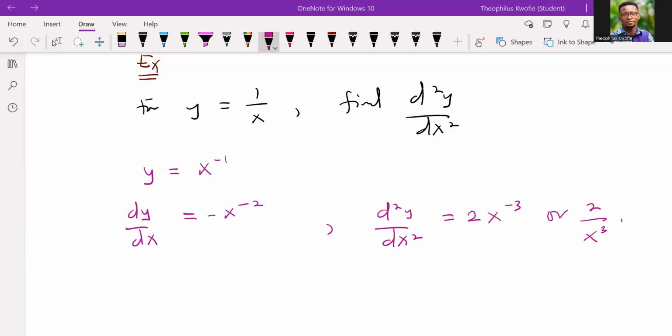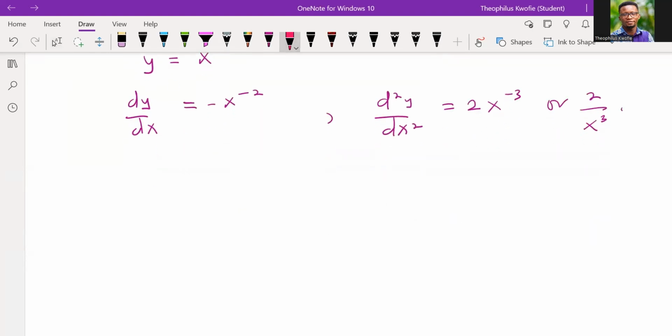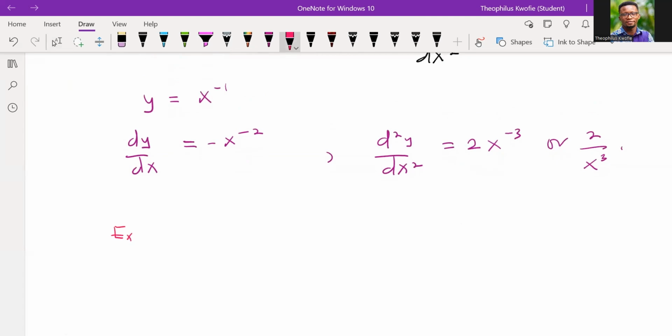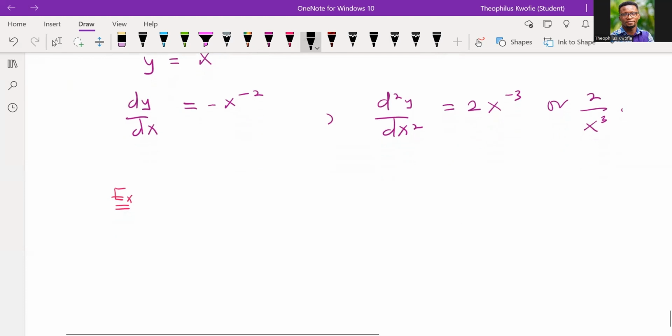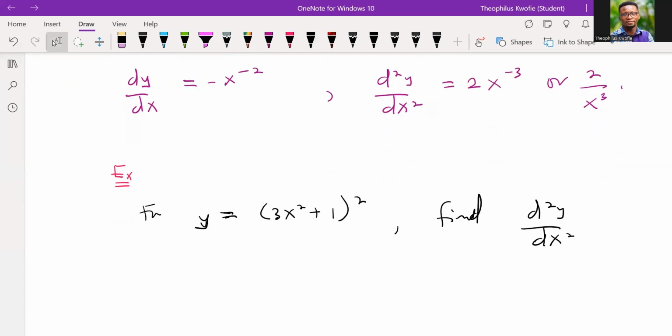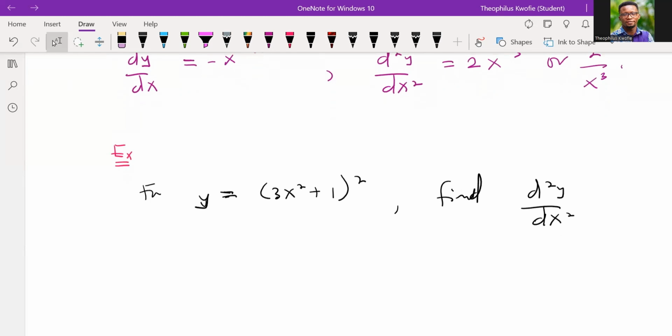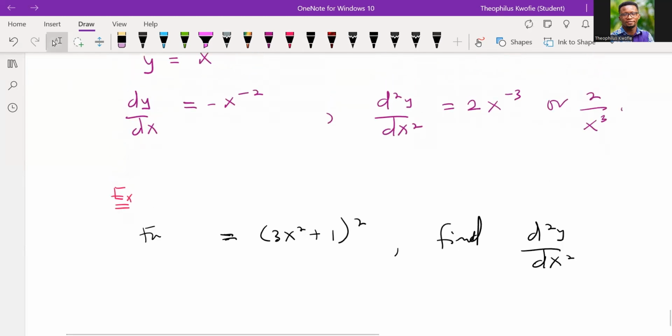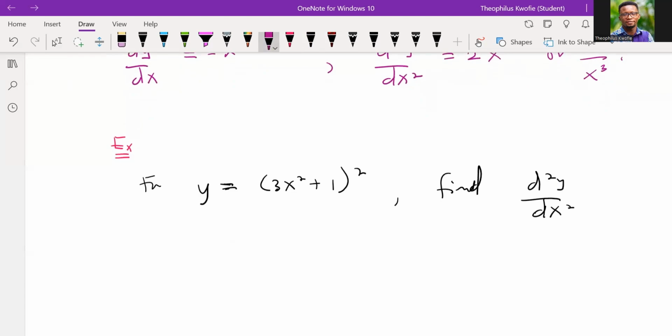What if now let's look at a situation where maybe I give you something challenging. Like what if I give you something as this? Let's see whether we can look at it from a different angle. What if I ask for y equal to 3x squared plus 1, all to the power 2, and I ask you to find the second derivative. Find the second derivative. What do you do in a question like this? How do we solve a problem like this?